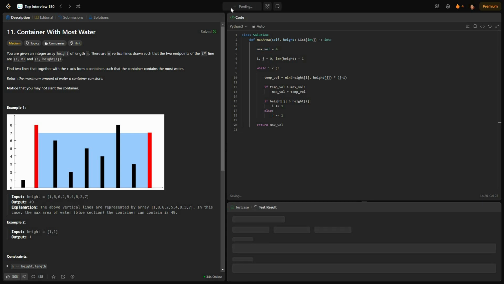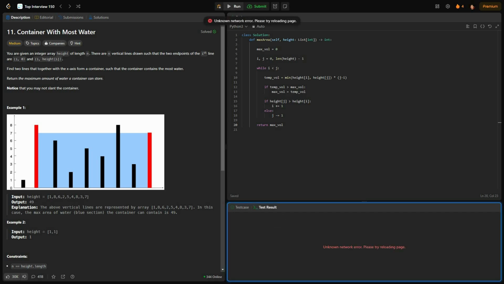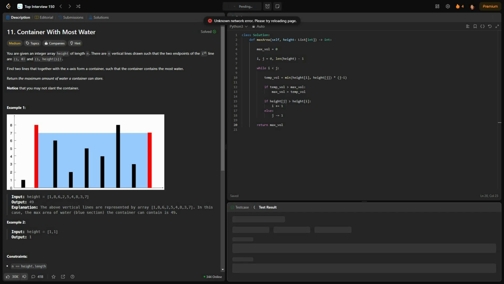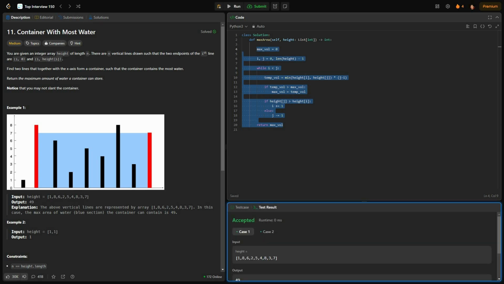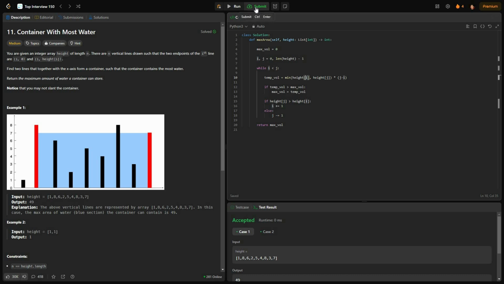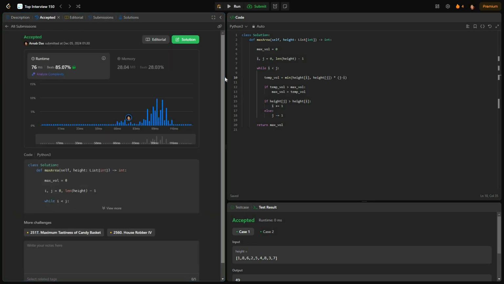Let me click on run. There is some network error, it seems. Okay, now our public test case is passed. Let me submit the solution. From here you can easily understand the time complexity would be big O of n, because we are looping through the entire array one time. As you could see, our runtime is pretty smooth and it is beating 85.07% of submissions. So we have written a pretty efficient code.